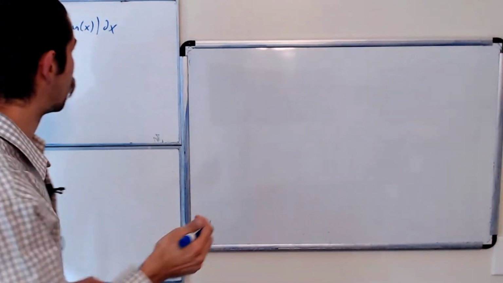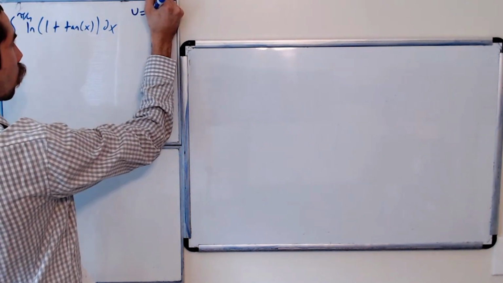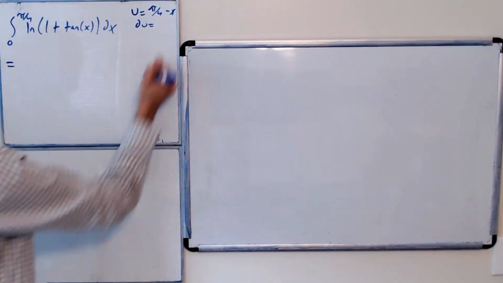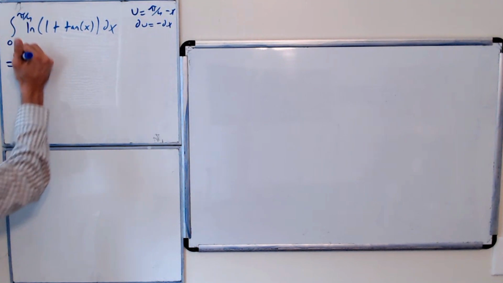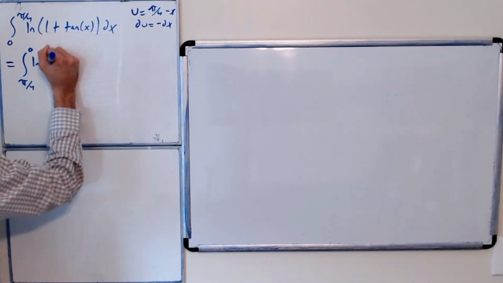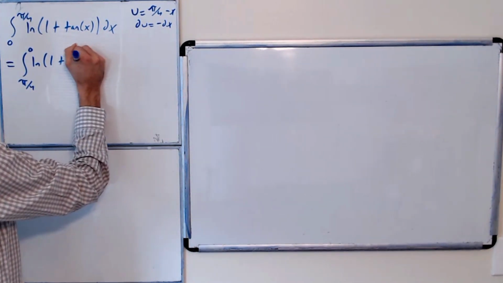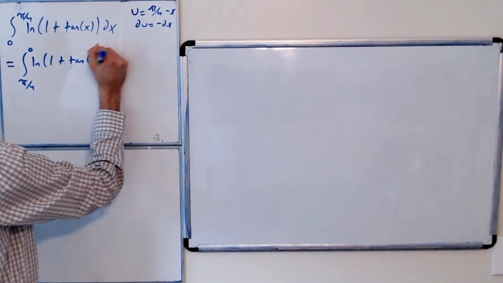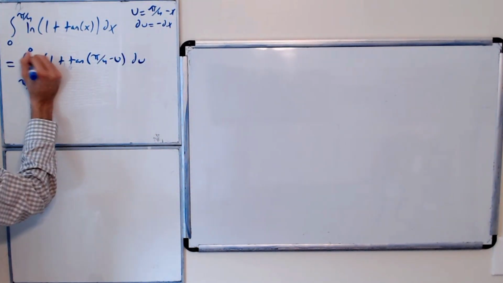So the first thing we're going to do is use the u substitution. U is equal to pi over 4 minus x, so du is equal to negative dx. Okay, and you could check our bounds would switch from pi over 4 to 0 of natural log of 1 plus tangent of, well, x would be pi over 4 minus u du, and I lost the negative sign.